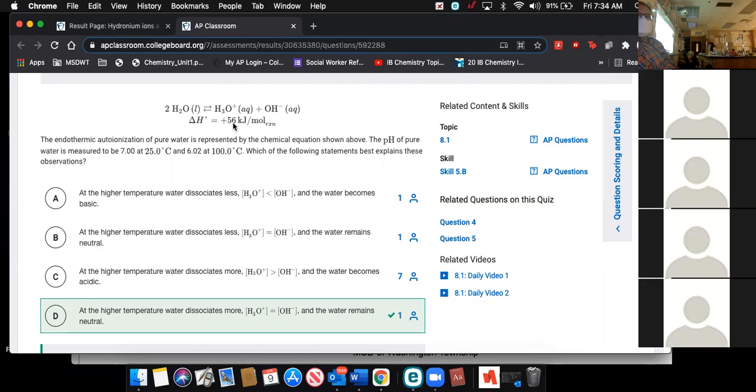So there it is. Yeah, at higher temperatures, it dissociates more. And the thing is even though we consider pH 7 to be what we call neutral, if the hydrogen ion or hydronium ion concentration and the hydroxide ion concentration are equal, it's also considered neutral. And that's probably the hard thing there for that. It's not necessarily about pH being 7, it's the hydronium ion equaling the hydroxide ion concentration. Yes.